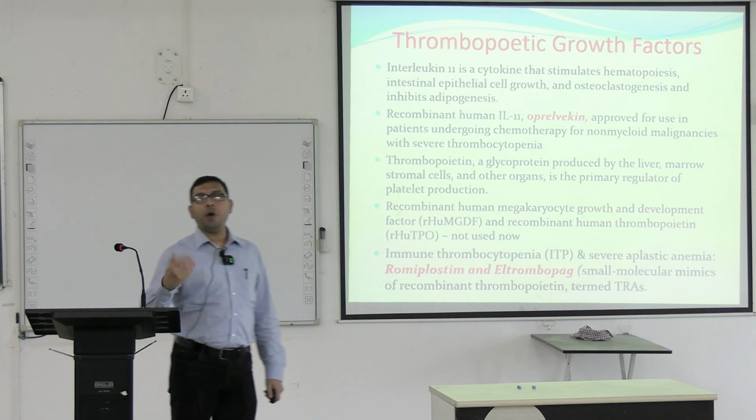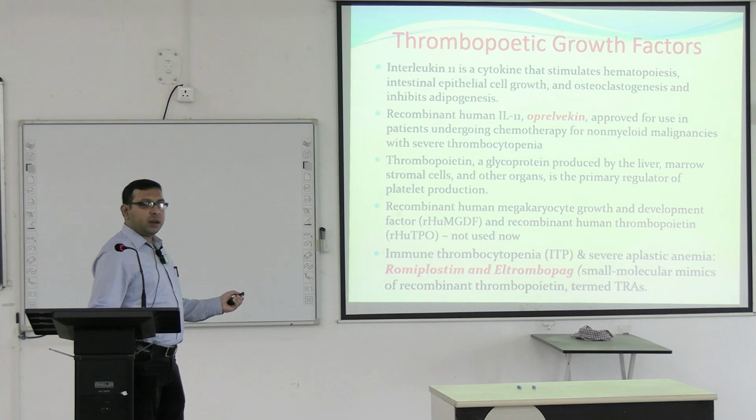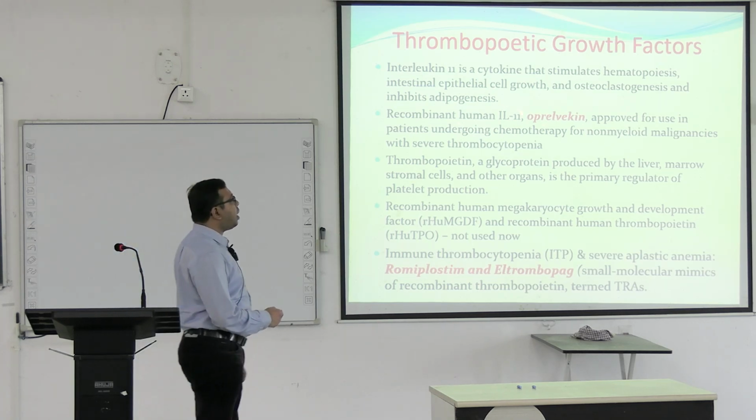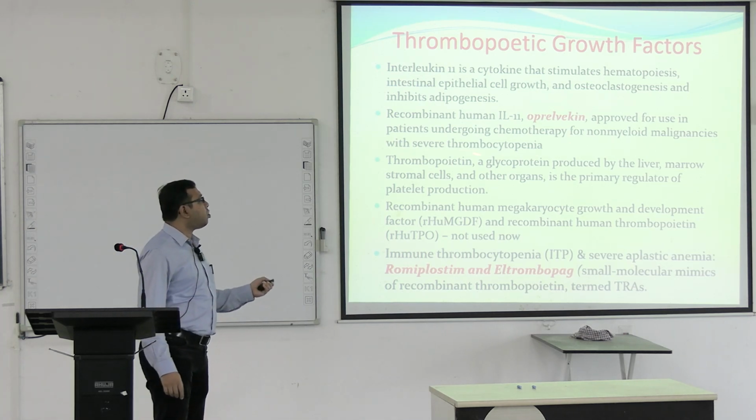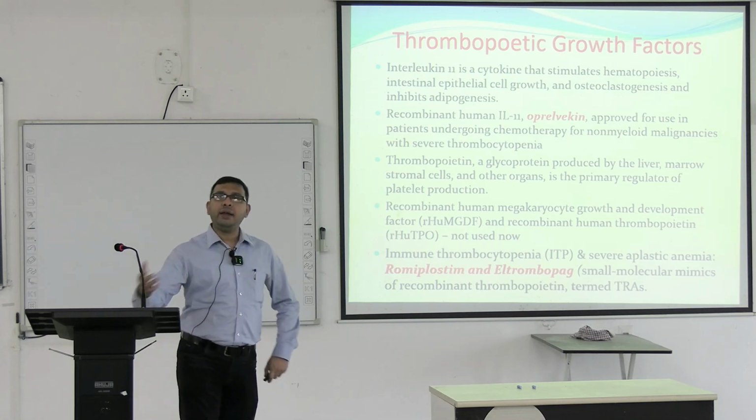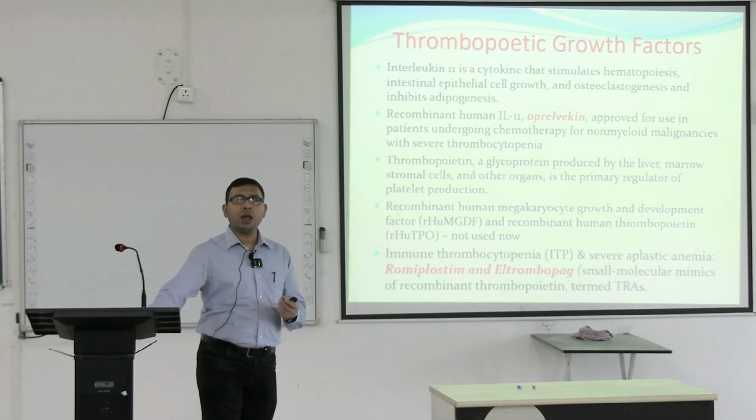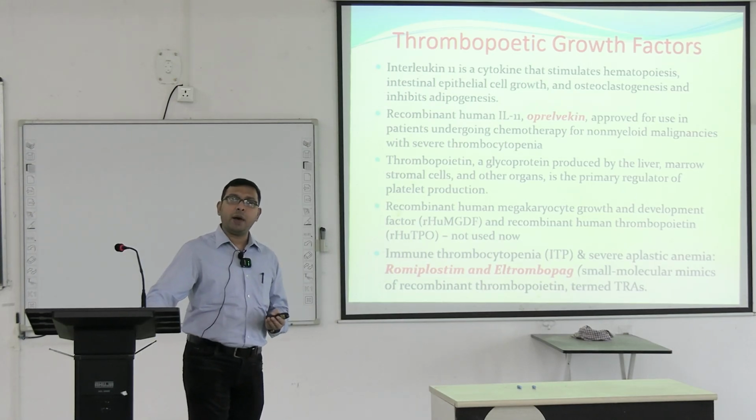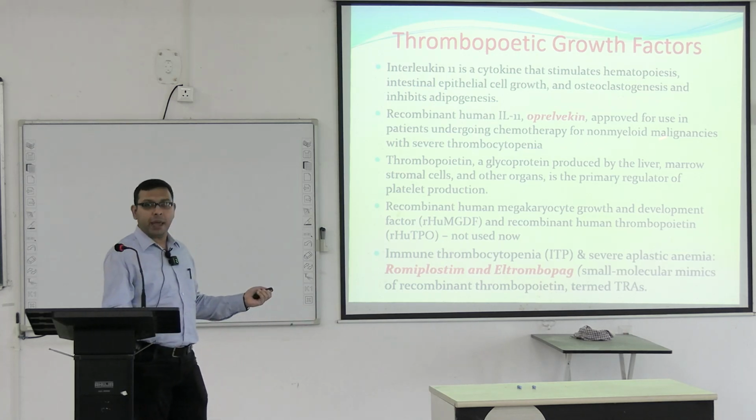Thrombopoietic growth factors increase thrombopoiesis, that is, the platelets. Interleukin 11 is one thing that can be used, and the most commonly used is oprelvekin. Oprelvekin is a recombinant human interleukin 11 approved for use in patients undergoing chemotherapy for non-myeloid malignancies with severe thrombocytopenia. Again, in anti-cancer therapy there may be severe thrombocytopenia with some cytotoxic drugs. The platelet count is very decreased, so there are more chances of bleeding. In those cases we have to increase thrombopoiesis, and that can be done by recombinant human interleukin 11, also known as oprelvekin.